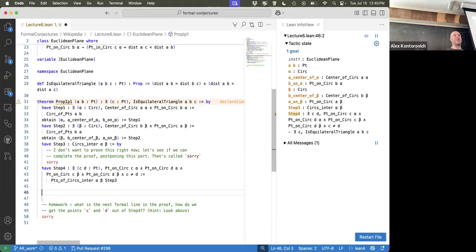We have not justified why the circles intersect, exactly as Euclid. But now we're being explicit. We're saying sorry. Euclid could have said sorry. Step four is that there exists a pair of points. Given that they intersect, there exists a pair of points. And so what's the next line of code?